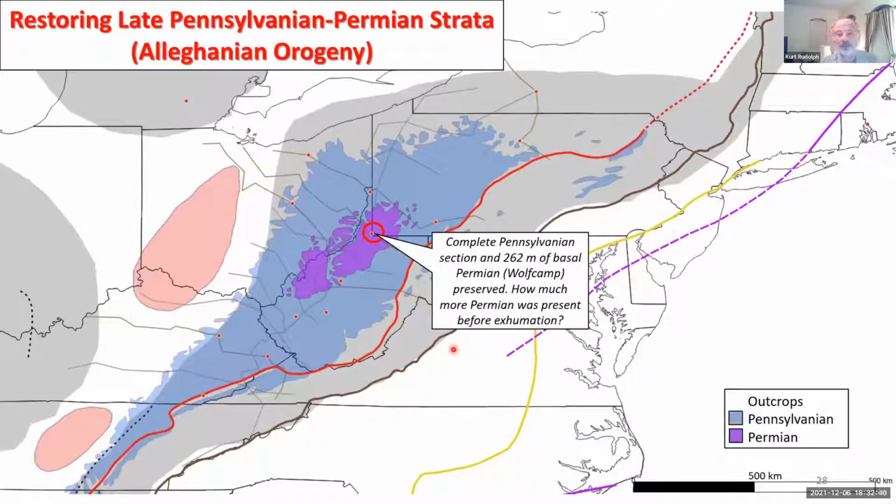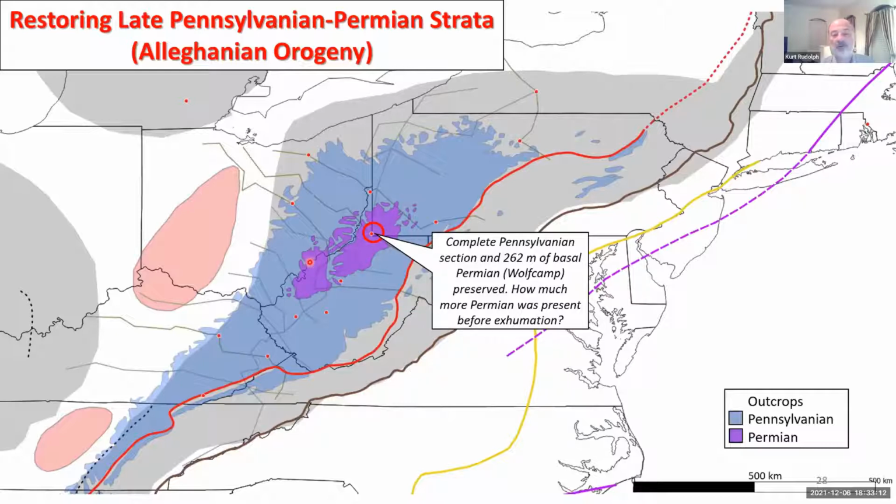So the last and most difficult one is this Alleghenian orogeny, and the simple reason is that most of the section has been removed. So this is the distribution of where the Pennsylvanian is outcropping in blue, and this purple is where we have Permian preserved. So only under this purple do we have the complete Pennsylvanian section preserved, and we have up to about a quarter kilometer of basal Wolfcamp, the Dunkard formation in this position.